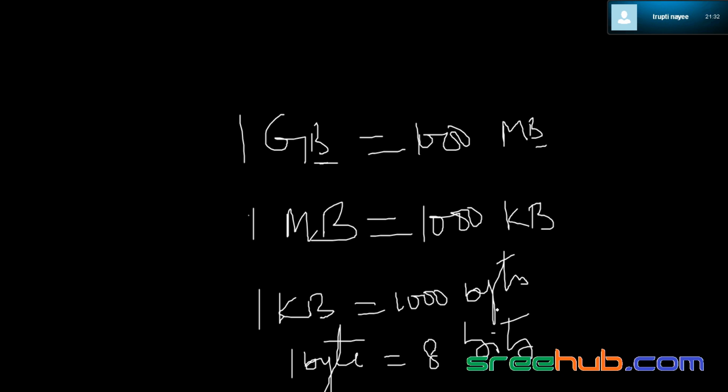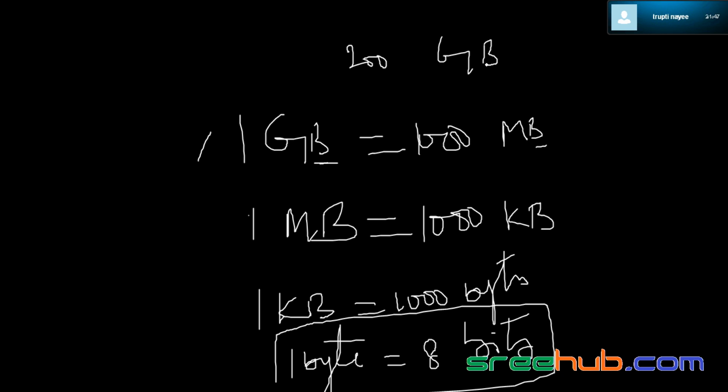Are you clear with this now? So this is the convention I was talking about. Whenever I say bytes, it is nothing but your hard disk size. We say I have got a 200 GB hard disk. What does it mean? You can save your data up to 200 GB. Am I right?